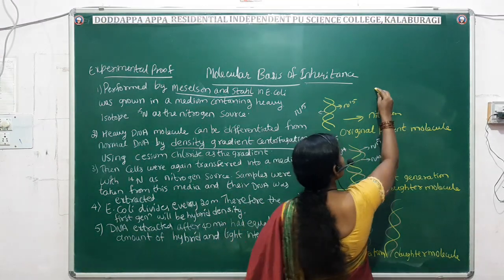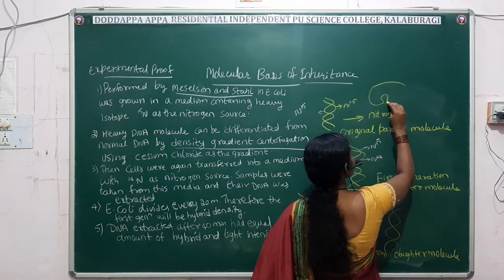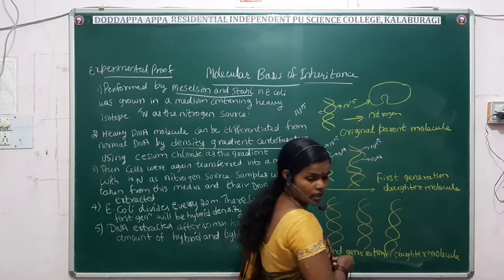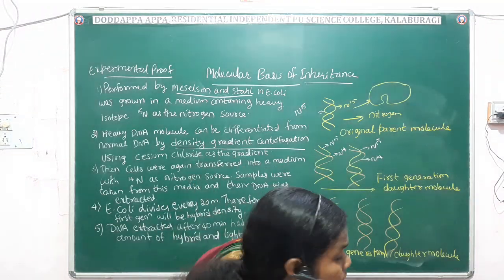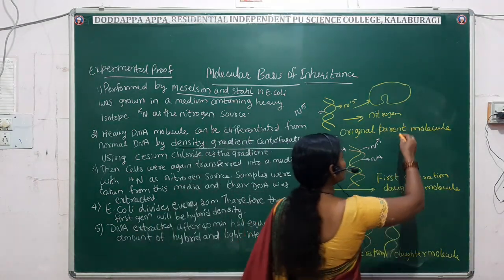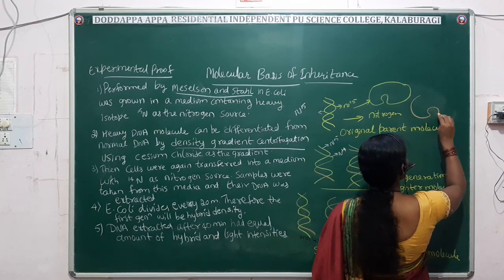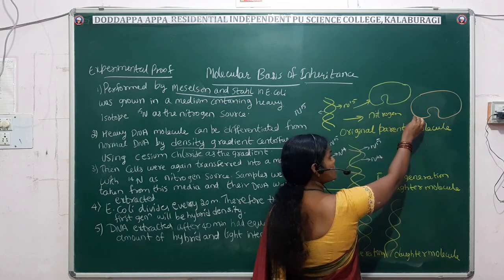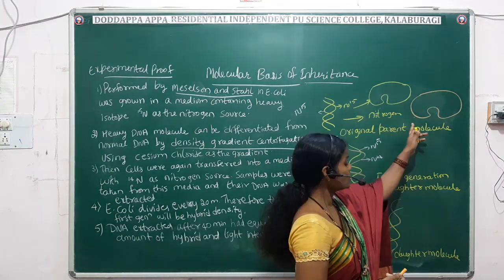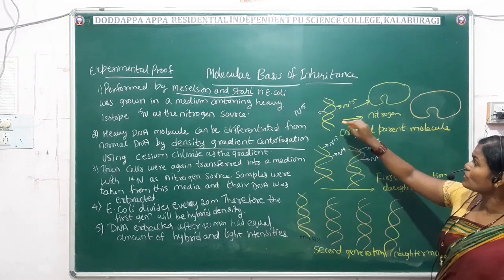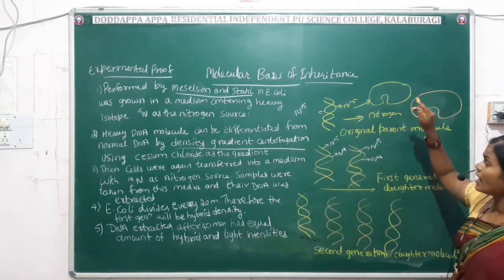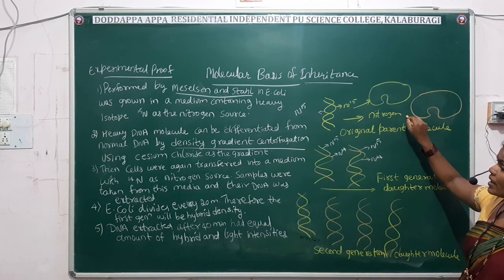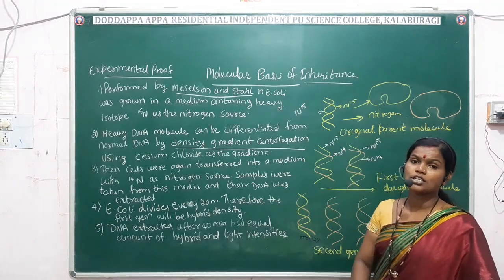See here, students, here two E. coli bacteria will be there. This E. coli bacteria is grown in the nitrogen. Another E. coli bacteria is normal. So, this is heavy, this is normal. The bacteria grown in the nitrogen content is heavy and the other bacteria is normal. How is it differentiated? By the density gradient centrifugation.